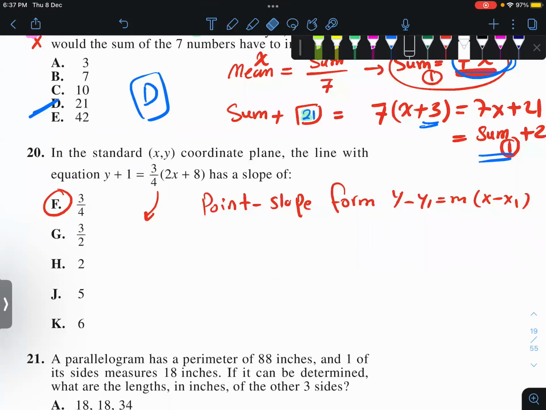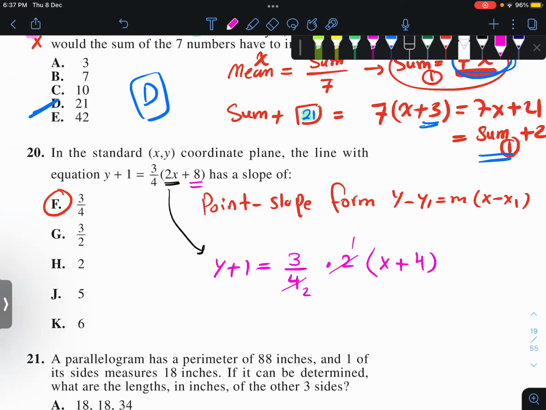No, this is the common mistake for everyone who solves this question quickly, without concentration. It must be here x, not 2x. That's why we have to take 2 as a common factor. Y plus 1 as it is, and 3 over 4 as it is. But inside the parentheses, it should be x plus 4, because we will generate 2 from here. I'll take 2 as a common factor and simplify 2 and 4. So the answer is not F. It's 3 over 2, which is G. Did you solve this question correctly or not?